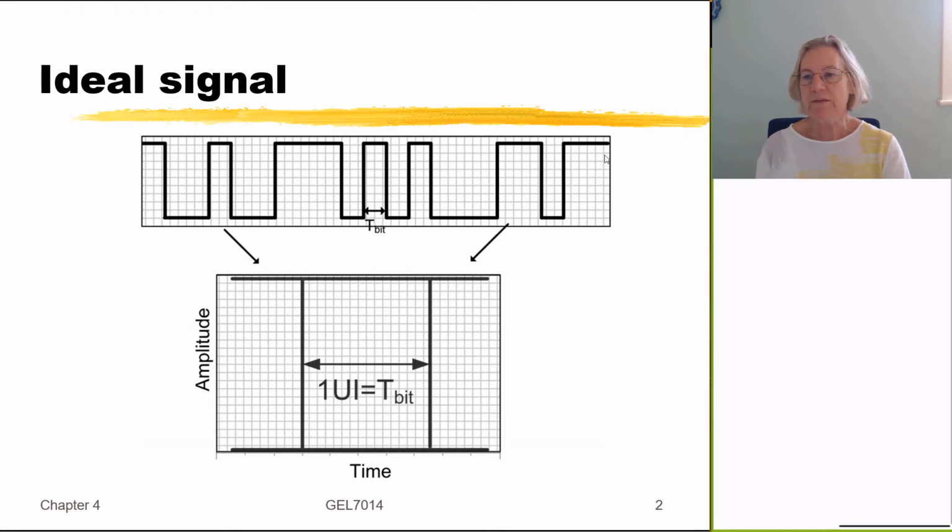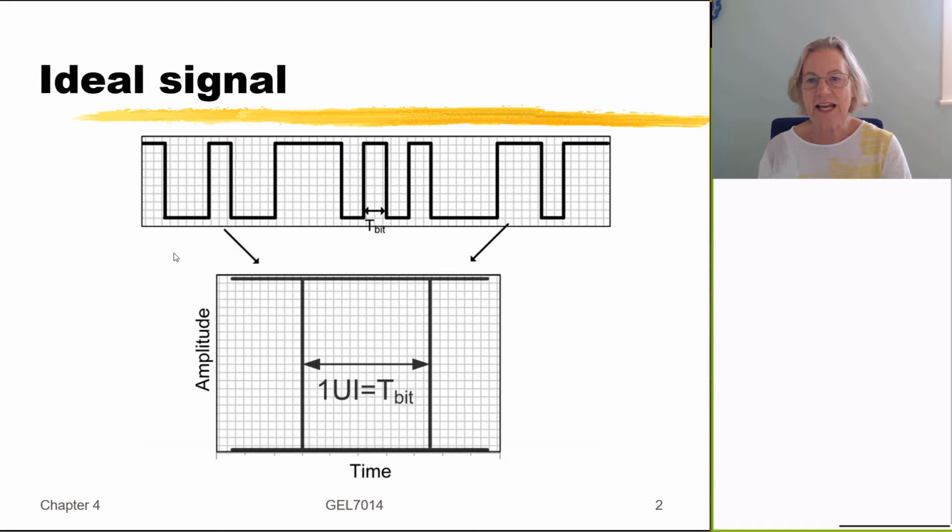Since these are perfectly rectangular, when I superimpose them, I will see the sort of infinitely fast rise time, fall time here, and some will be 1s and some will be logical 0s, and they'll all be superimposed, so I would get something that looks like this.